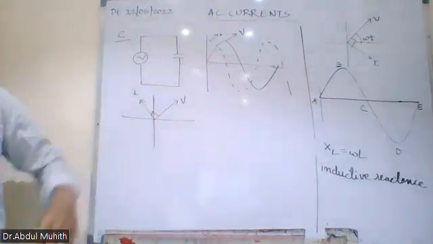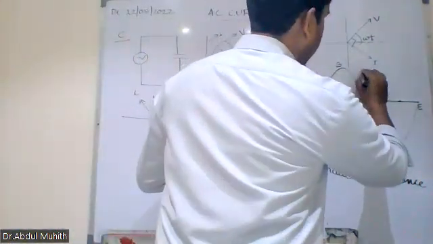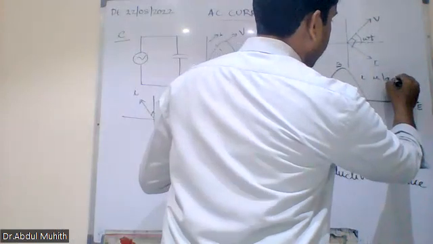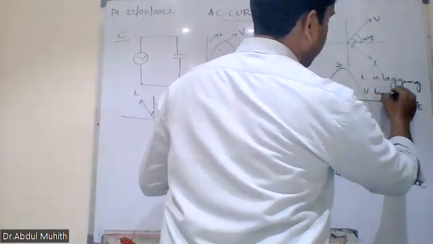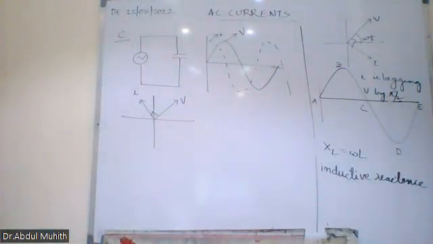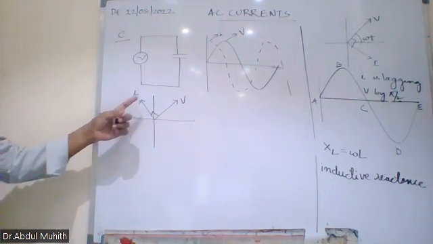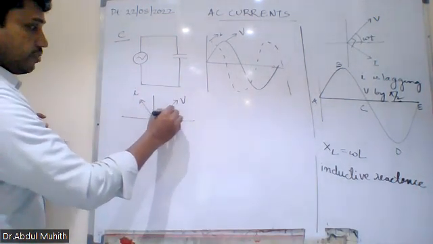Current is leading the voltage. What happened here? Current is lagging. I is lagging. Okay, current is lagging the voltage by how many degrees? By 90 degrees. Is that clear? Now here, what happens? Here, current is leading the voltage by 90 degrees. Is that clear? Current is leading the voltage by 90 degrees.